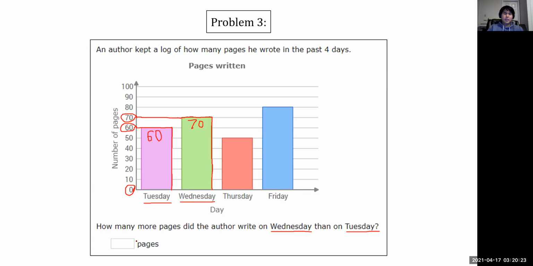The question, how many more pages? When it's asking us for how many more of this did the person do on this one day than the other day, we need to find the difference between the numbers. So we need to subtract the number of pages written on Wednesday.